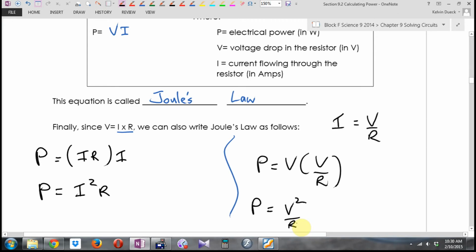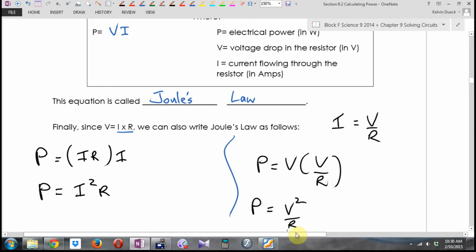Did I put that one on your yellow formula sheet? That's my way of saying, can you spot it? Is it there? Yes or no? Can I see? Okay. I didn't give you that one. Good. That one we don't use that often.